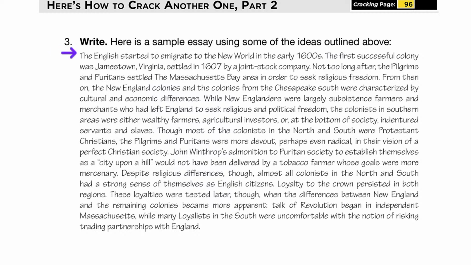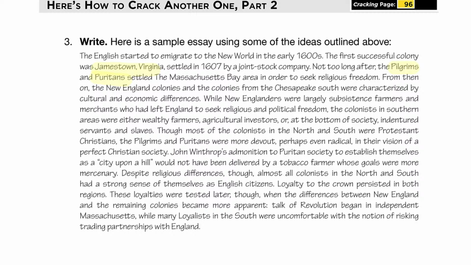It says the English started to emigrate to the New World in the early 1600s. There we have contextualization, right? We know what was happening during this time period. The first successful colony was Jamestown, Virginia. Excellent. And we even know it was 1607 and a joint stock company. Not too long after, the Pilgrims and Puritans settled the Massachusetts Bay Area. So right now we're focused on New England in order to seek religious freedom.